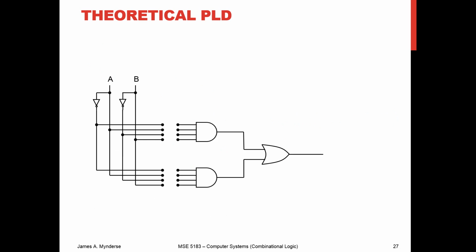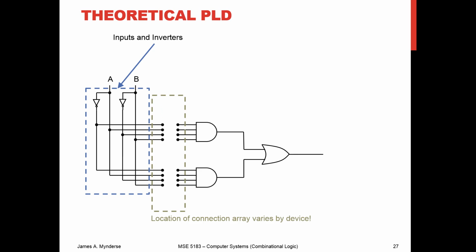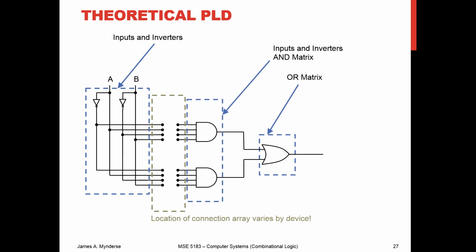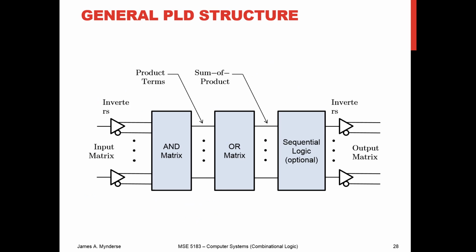How do I do that? In reality, it's going to look slightly different, but we're still going to have the same sort of thing. I'm going to have inputs and inverters. I'm going to have some connections, and the connections are going to vary by device. There's going to be some AND matrix, and there's going to be an OR matrix. So put it together, something like this. There's the AND matrix, there's the OR matrix. There might be sequential logic, but for what we're doing right now, no. But notice that everything is based on sum of products in this case, and then we've got some inverters on the output.